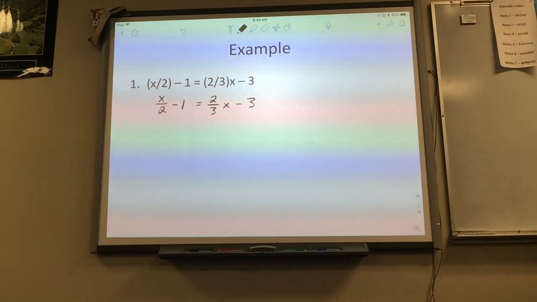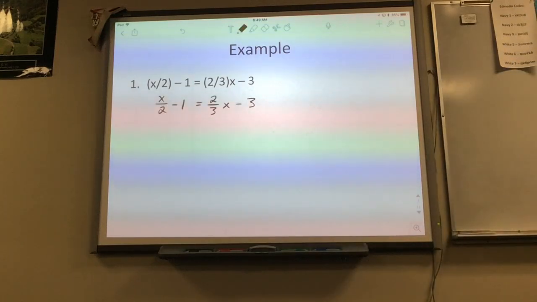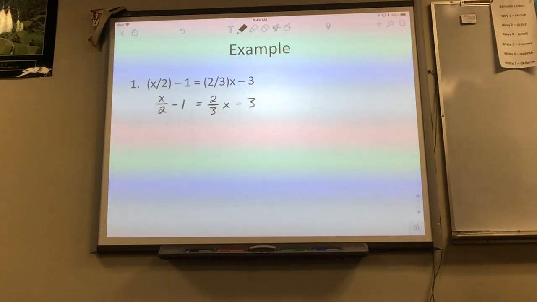So if we ever see fractions in a problem, what we want to do is get rid of those fractions. Instead of finding common denominators and doing stuff like that, what we want to do is get rid of the fractions completely, so we don't have to go over to the side and find a common denominator.